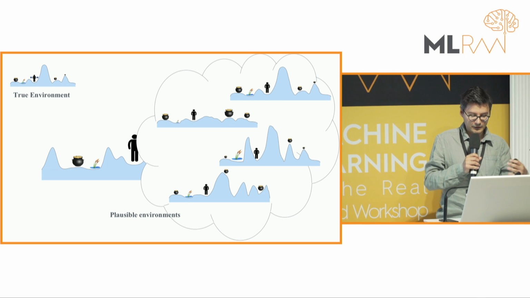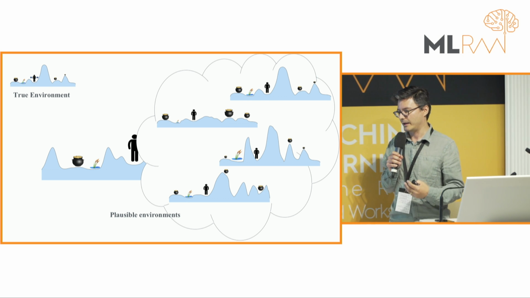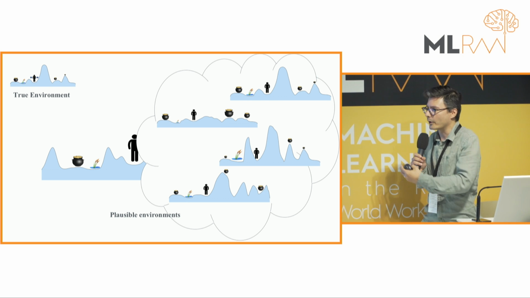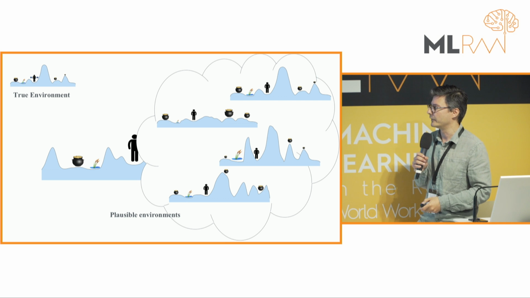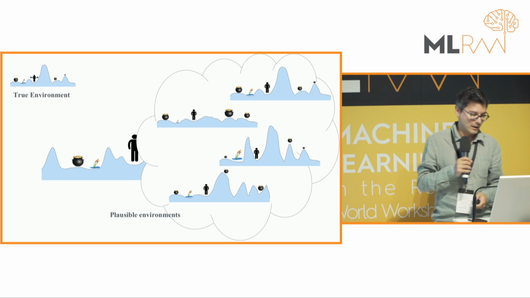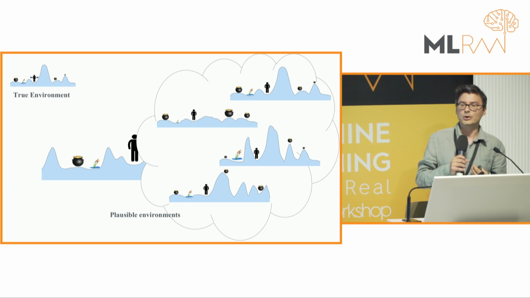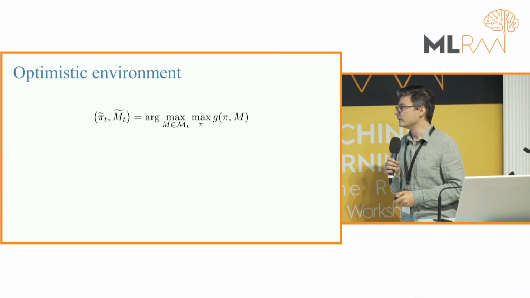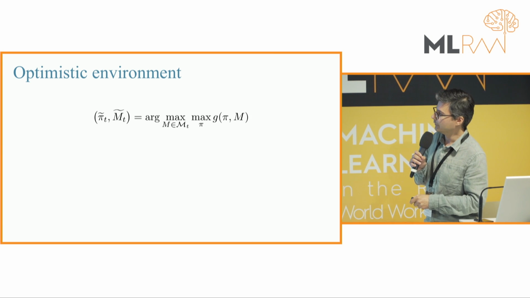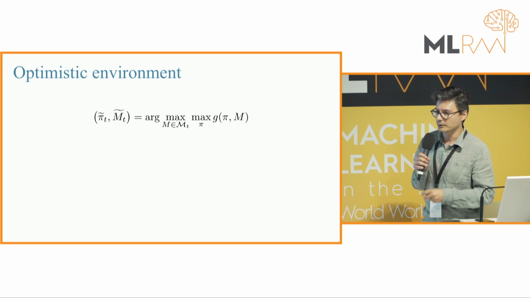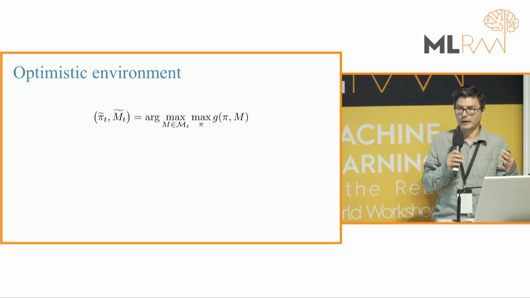So I estimated the environment. I'm self-aware somehow of the uncertainty that I have about that. What should I do next? And one approach, one of different possible approaches, is to be optimistic. So formally, this means the following. I will use this curly M to denote the set of plausible environments.